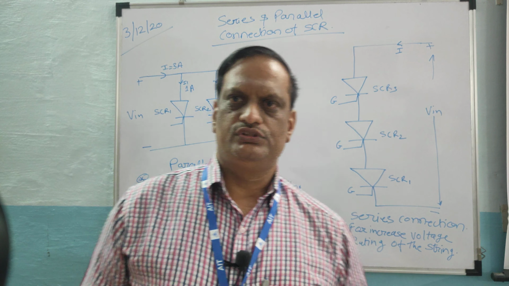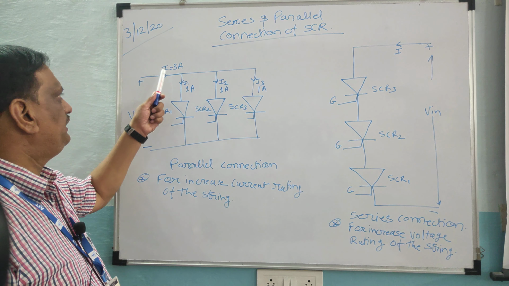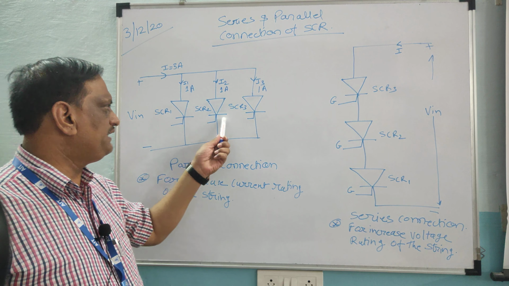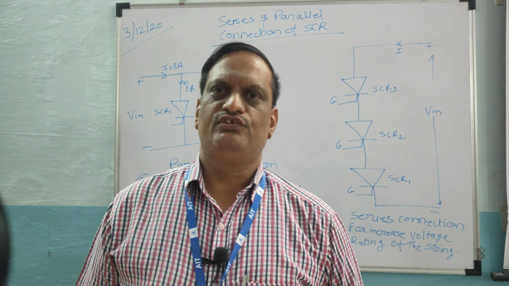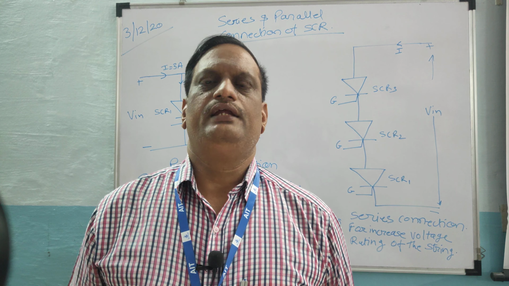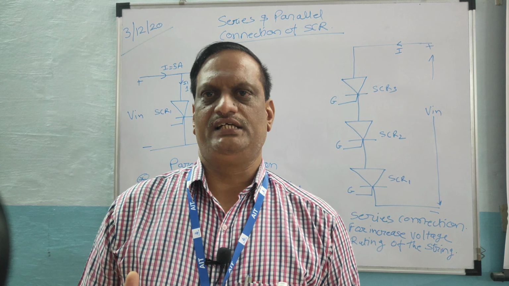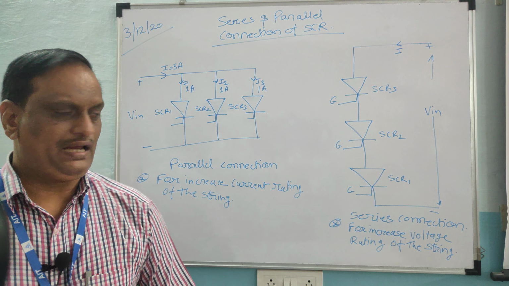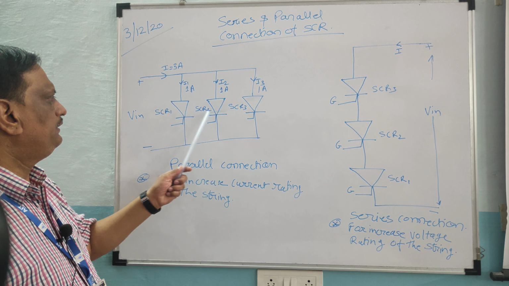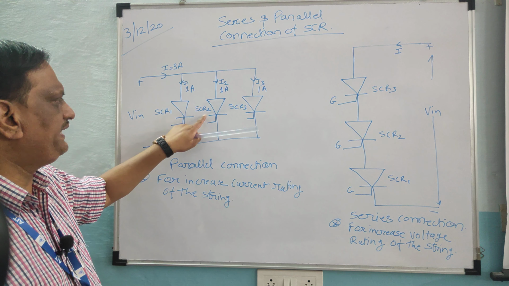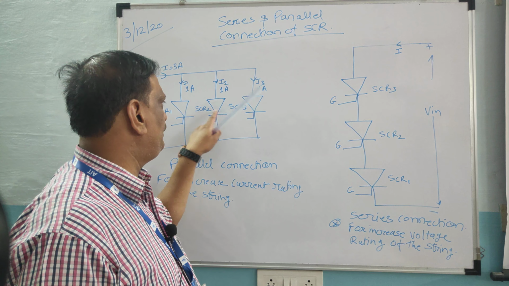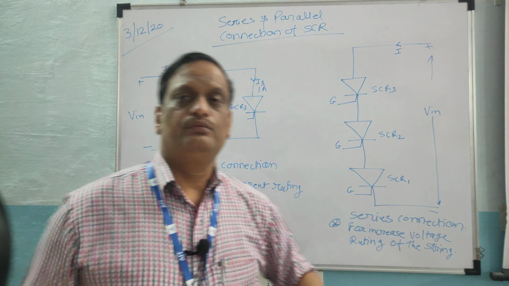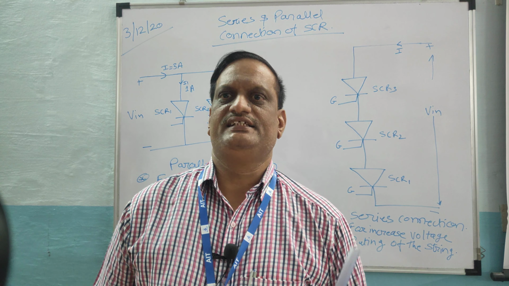Suppose you want a total current of 3 ampere, that is your input current, but the devices available to you have a current rating of 1 ampere. Then you need to connect the similar devices in parallel to each other. In parallel fashion means you will have to connect the devices in this fashion. So SCR1 is exactly equal to SCR2 and SCR2 is exactly equal to SCR3, meaning all the characteristics of the devices will be the same.